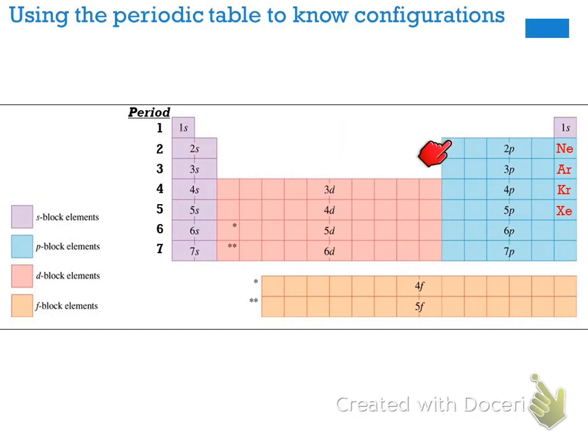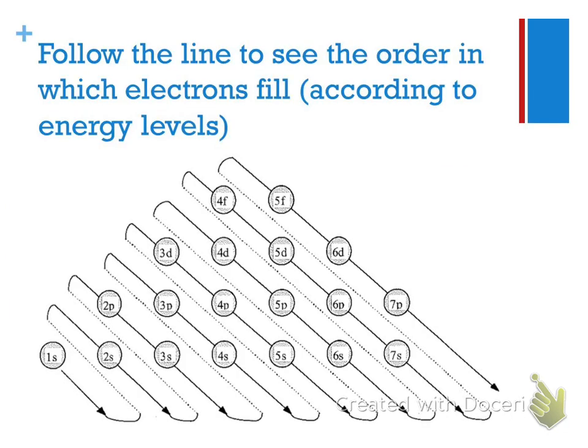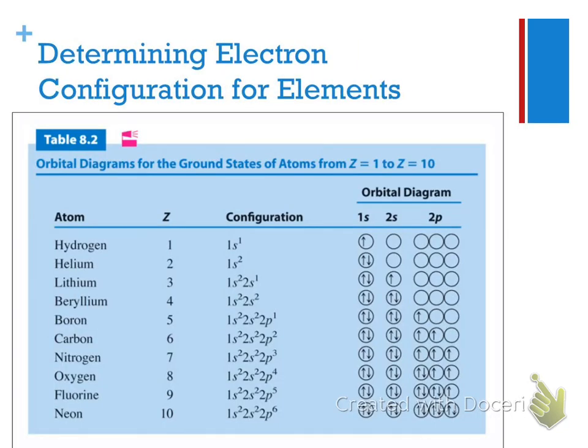We move over to 2p, and we've got 6 spots available in 2p. There are 3 versions of the 2p orbital: 2px, 2py, 2pz. Each of those can hold 2 electrons. So in total, the p block, or the p orbitals, can hold 6 electrons. We're going to get to that as we go, but I want you to see that vision a little bit ahead of time. Now we're going to look at some electron configurations and see how they work.